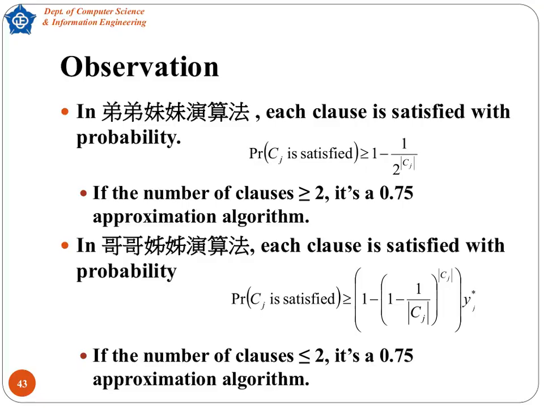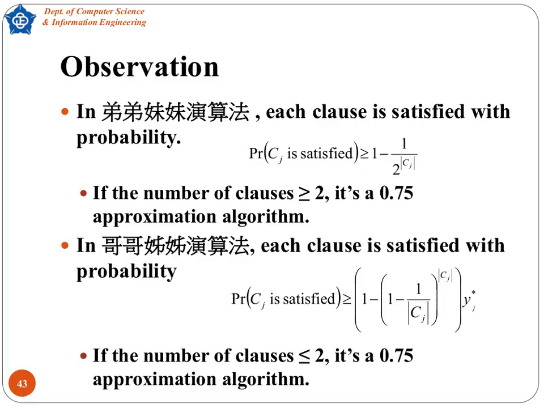Second, the older sibling algorithm refines this bound by leveraging the LP solution y*_j for each clause. Now, Pr[C_j is satisfied] ≥ (1 − 1/e) y*_j. When every clause has size at most 2, this stronger estimate also yields a 0.75 approximation. In other words, by selecting the appropriate rounding strategy based on clause size, we achieve the same 0.75 approximation guarantee in both regimes.